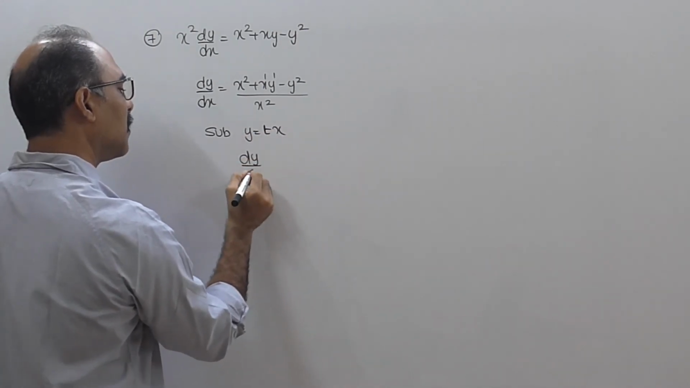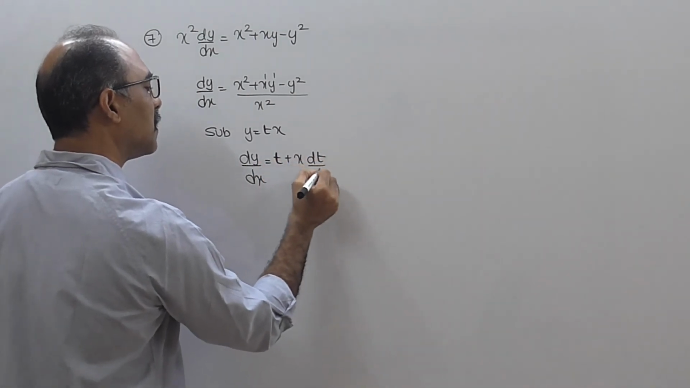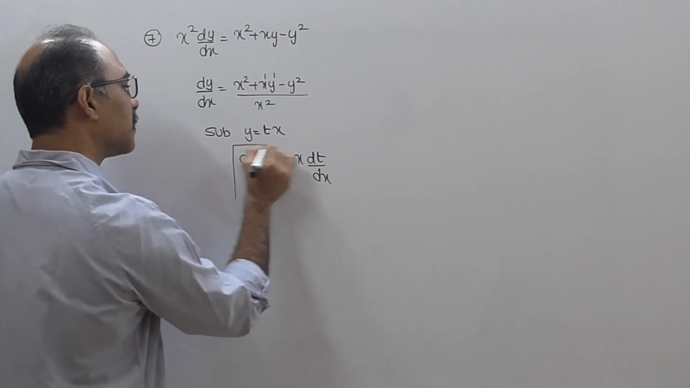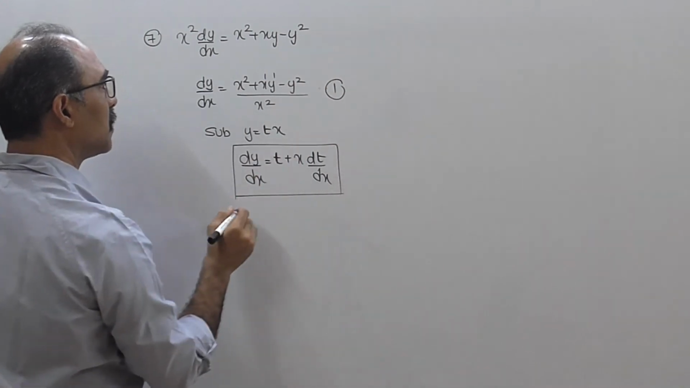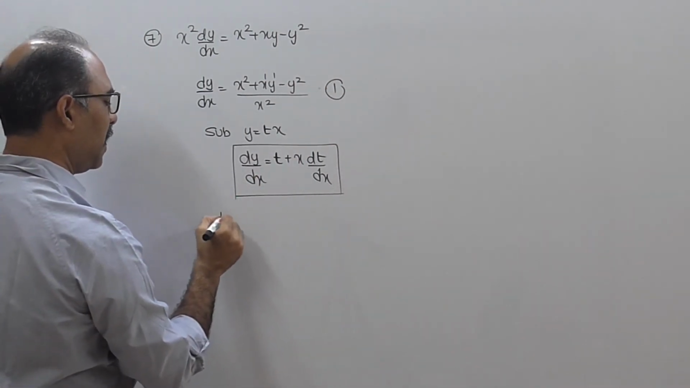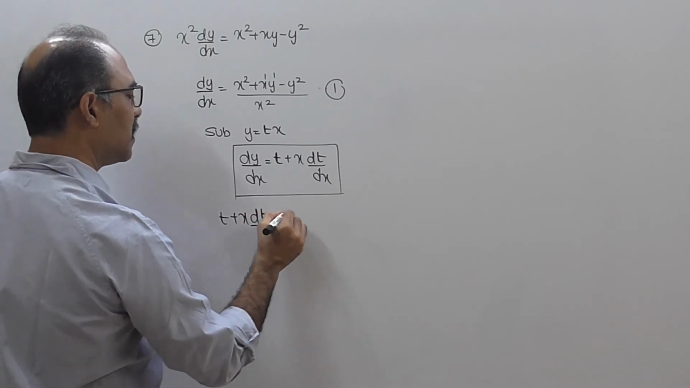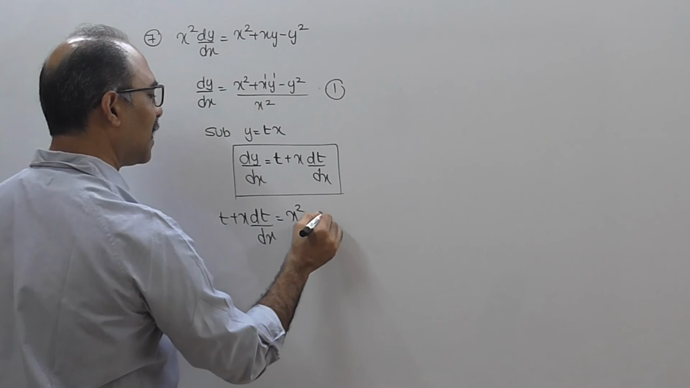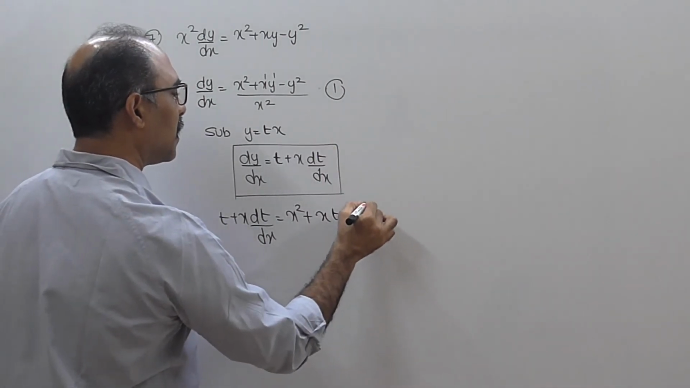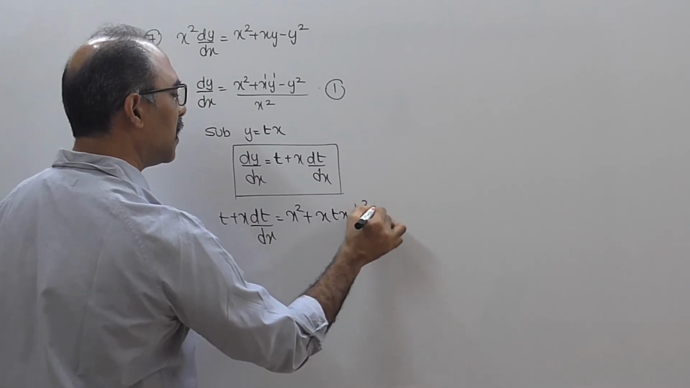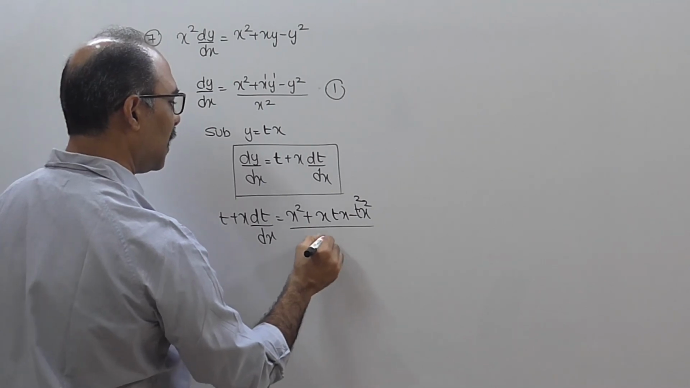So we get dy by dx equal to t plus x times dt by dx. Here, this is to be taken as 1. So dy by dx will become t plus x times dt by dx. In the numerator this is x square, xy will be tx square, y square will be t square x square, the whole upon x square.